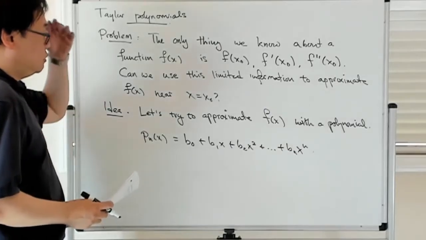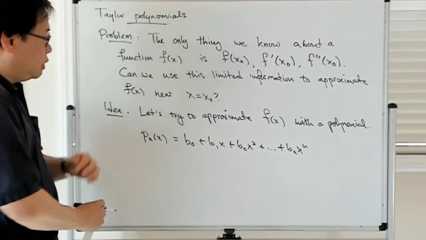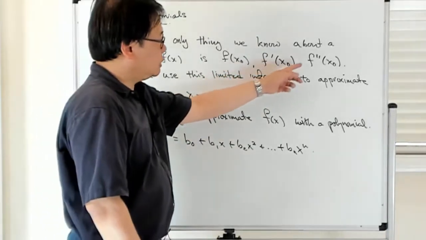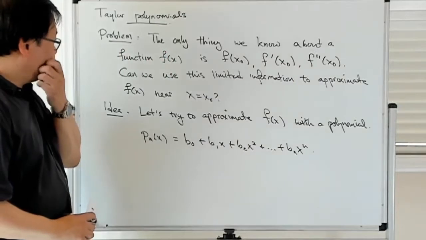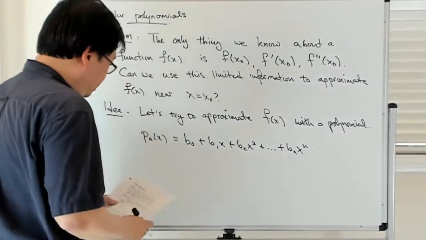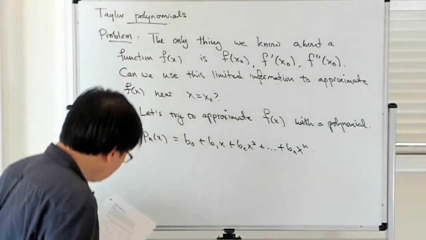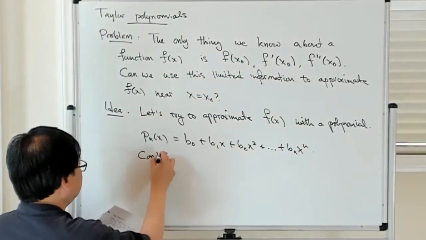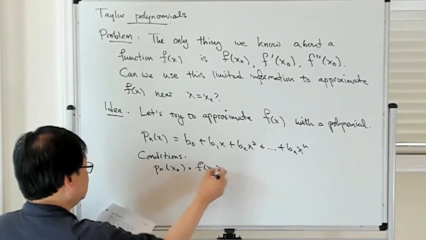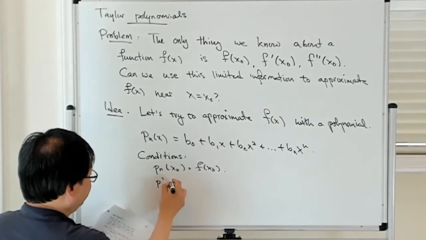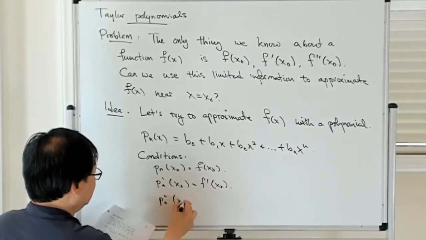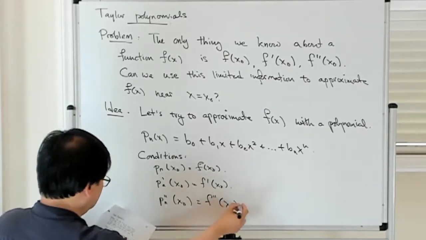And we're going to require that this polynomial agrees with the data in some way. You have data: f evaluated at x0, f prime evaluated at x0, and f double prime evaluated at x0, and you're going to try to approximate f of x by this polynomial Pn of x. So we can impose the condition that Pn actually agrees with the data. What does that mean? The conditions we want to satisfy are that Pn at x0 is equal to f at x0, which is a natural thing, the first derivative of Pn at x0 equals f prime at x0, and Pn double prime at x0 equals f double prime at x0.